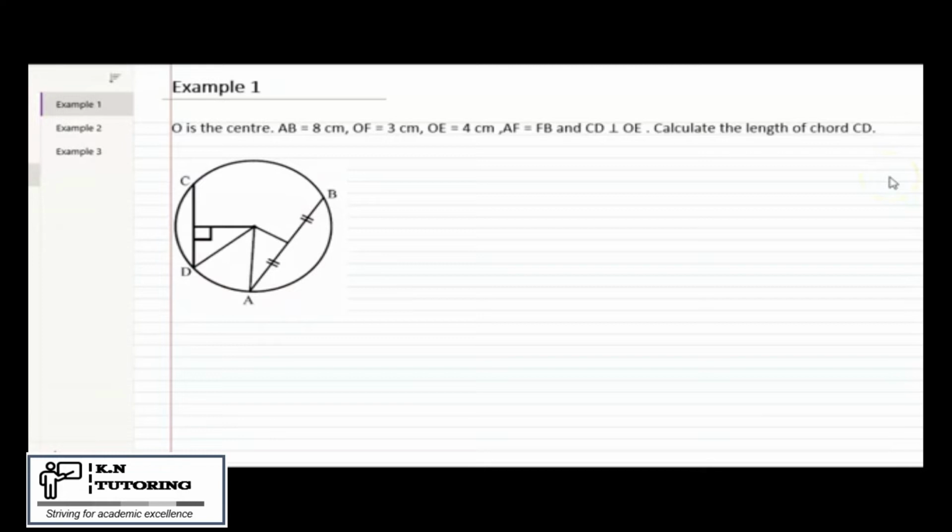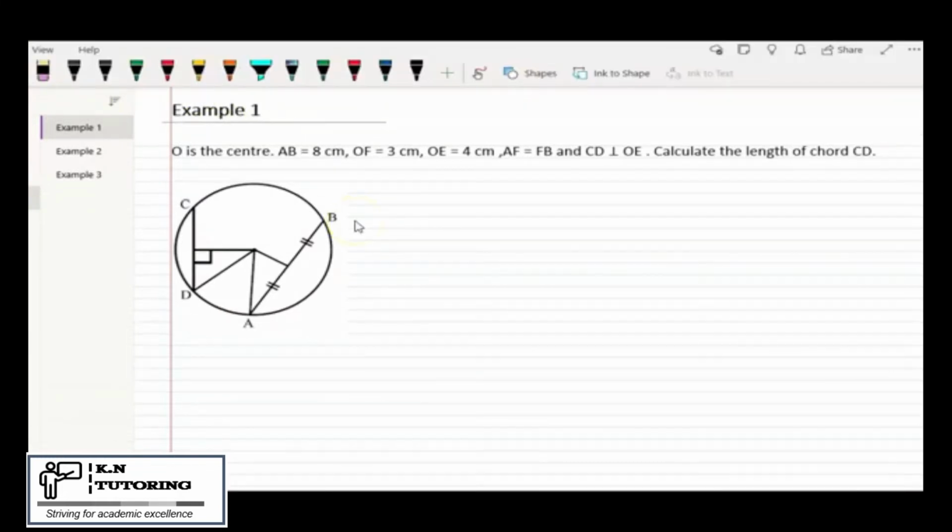Okay, so that is our example number 1. It says, and very important, O is the center. Very important. So that's something that we need to start by marking on our diagram. So it says O is the center, this big one there. Okay, it's the center, O there. AB is equal to 8 centimeters. So from A to B there is 8 centimeters.